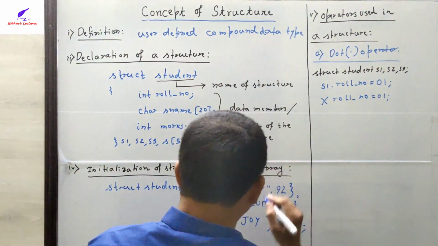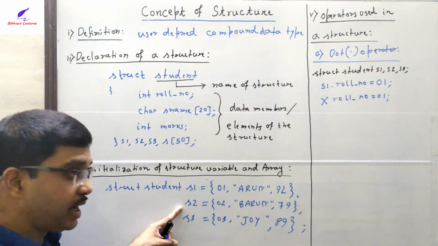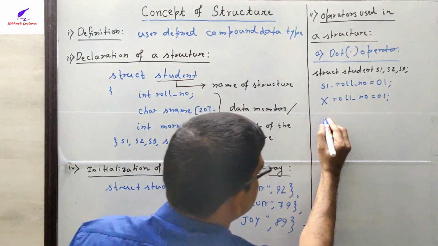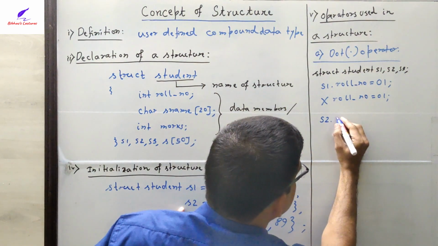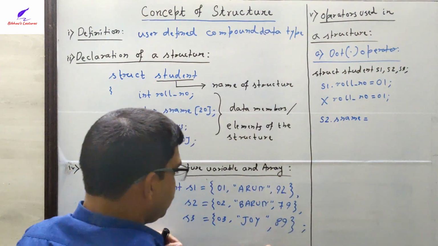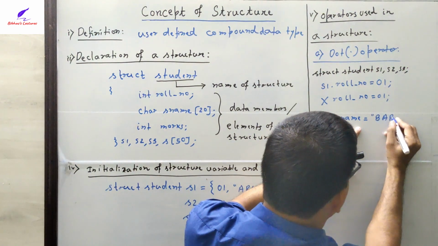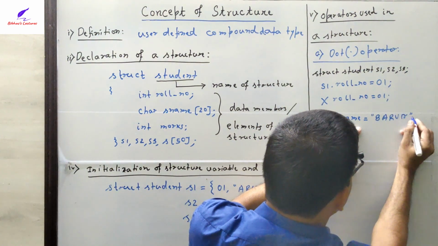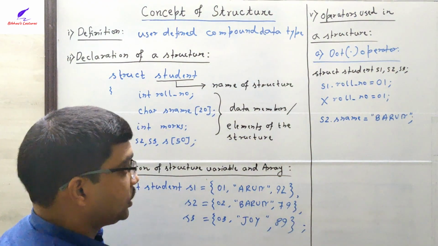Okay, similarly, if you want to store the name of the S2 student, first you have to use the structure variable, then the dot operator, then name, that means S name. Okay, so S2 student's S name will be assigned Borun, B-A-R-U-N. Okay, and this is a string, so it has to be enclosed with a double quotation.